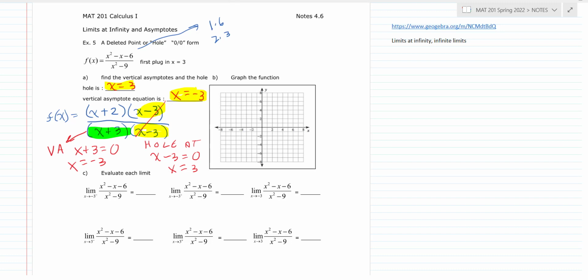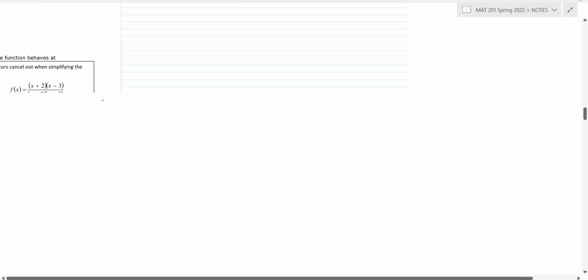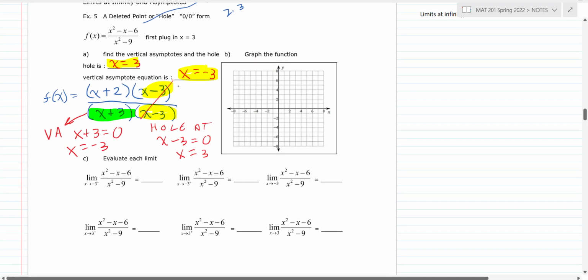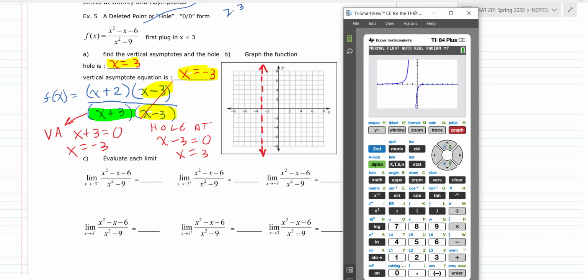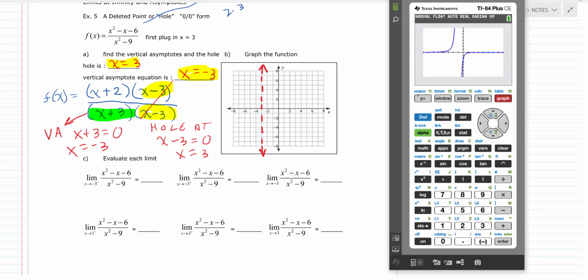So what I'm going to do then is put the vertical asymptote on here. Go to negative 3, and draw your vertical line through x equals negative 3 like that. Then we're going to do this on the graphing calculator, and I'll show you what happens.